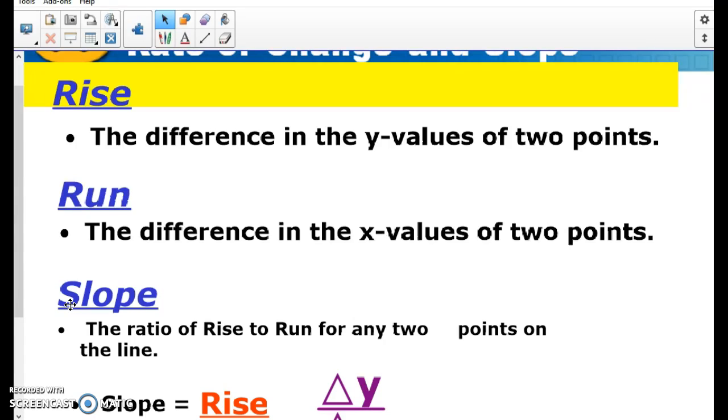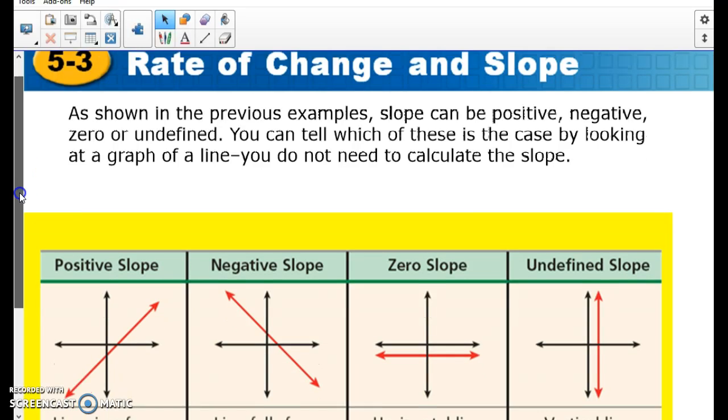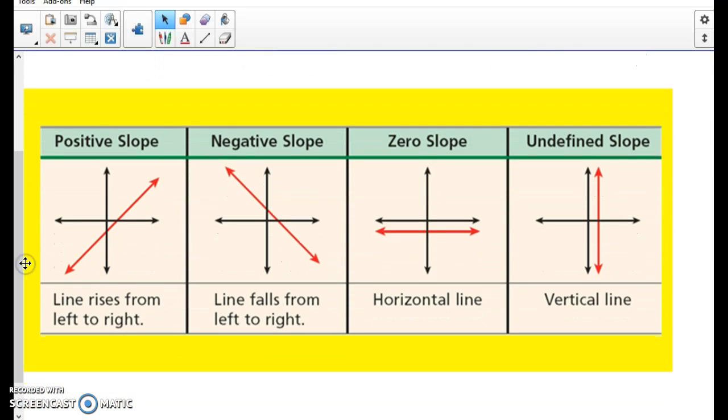And the slope is the ratio of rise to run for any 2 points on the graph. Remember, it's any 2 points. If somebody picks the first two and somebody picks the last two, you will get the same slope. Going back to correlation like we did in chapter 4, from left to right this is going to be a positive slope, like a positive correlation. From left to right here, it's going down, so it's a negative slope, like a negative correlation. If we have a zero slope, it's just a horizontal line. And if we have a line that's up and down, it's going to be an undefined slope.